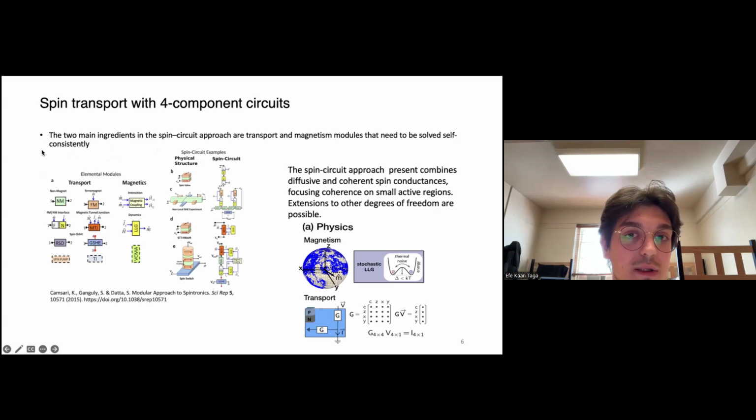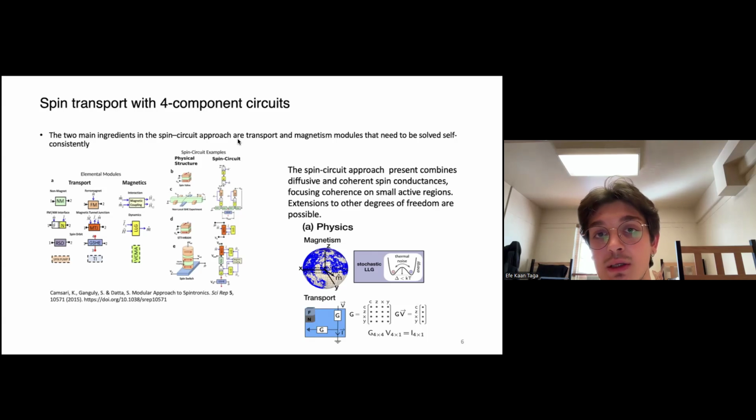Why do we need these elemental models? Because we need to use them as input to our SPICE or HSPICE circuit simulators to simulate them. The spin circuit approach combines diffusive and coherent spin conductors, focusing on coherence in small active regions. Extensions to other degrees of freedom are also possible.